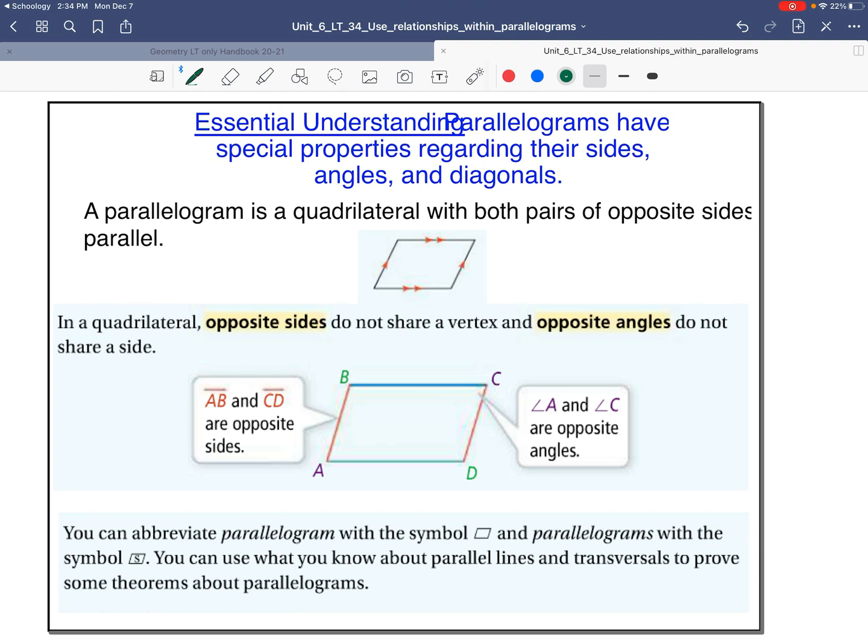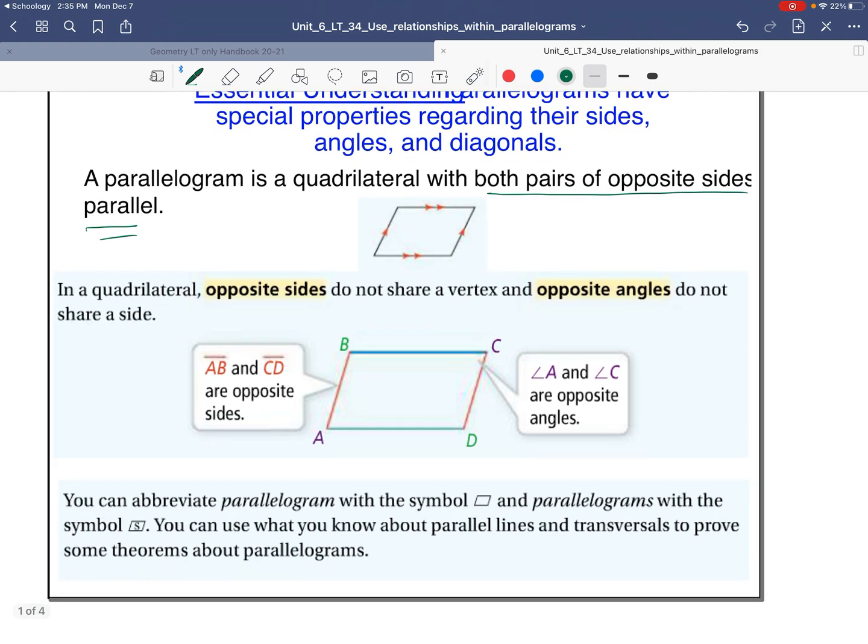So a parallelogram is a quadrilateral, four sides, with both pairs of opposite sides parallel. So you can see here, opposite sides parallel. In a quadrilateral, opposite sides do not share a vertex and opposite angles do not share a side.